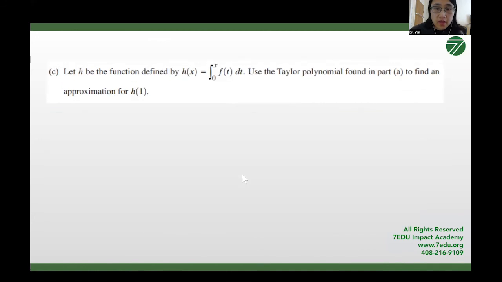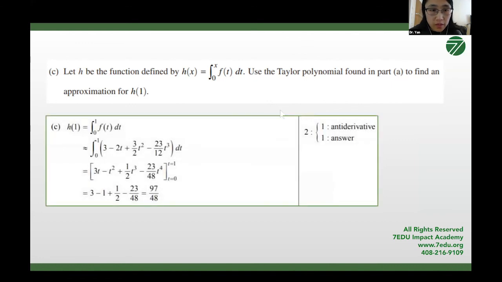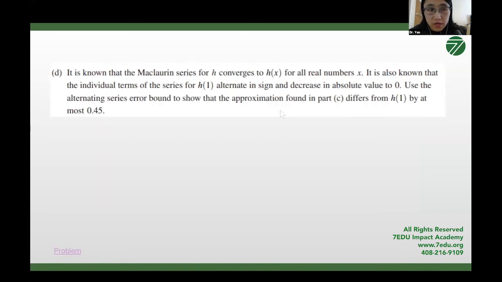These series have a high chance of appearing in a test. Okay, so this is the third problem. They ask you to use a Taylor polynomial again to find this. This problem involves both taking the integral as well as knowing how to use a Taylor polynomial. Again, I want to go over those problems in detail.